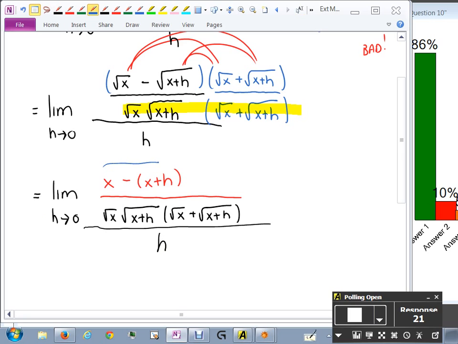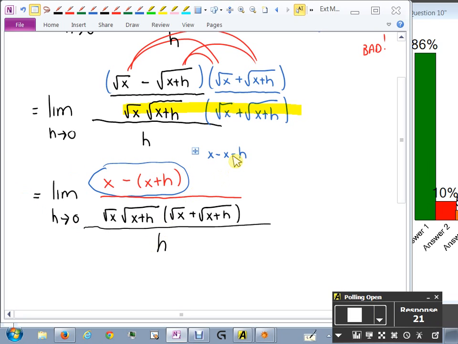Yes, because what is this right here? That's x minus h minus x minus x minus h, isn't it? And the x's go away, which leaves me with a negative h on top. So this right here is a negative h. That negative h will cancel with this h. So I'll be left with a negative 1, though, because it was a negative h.